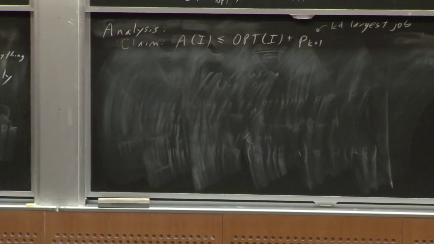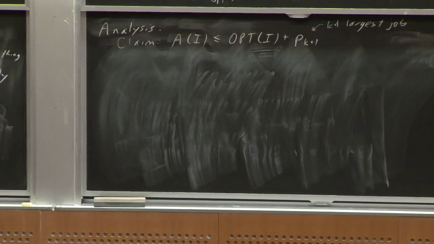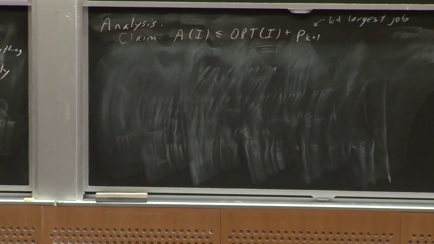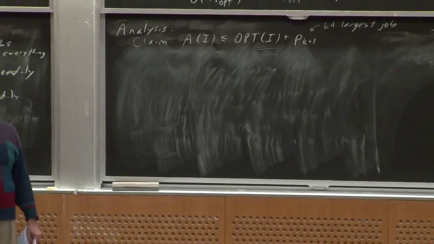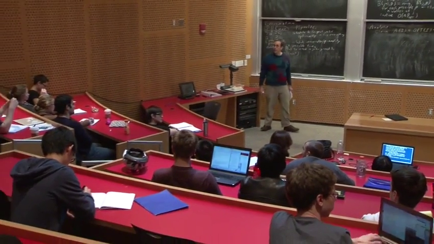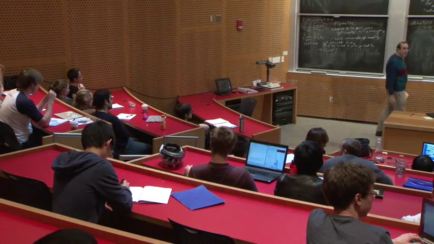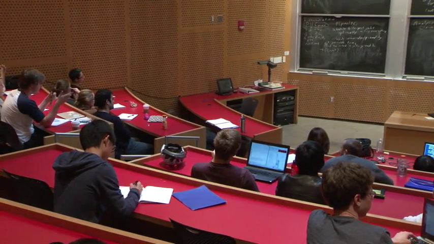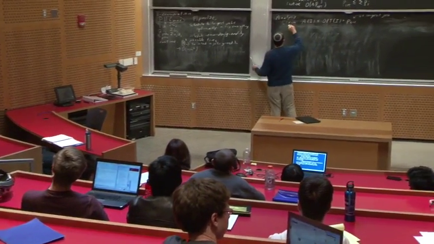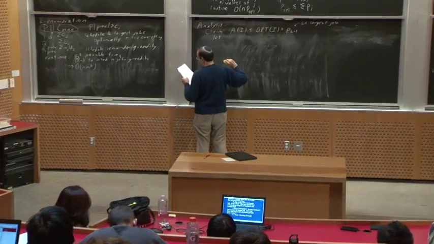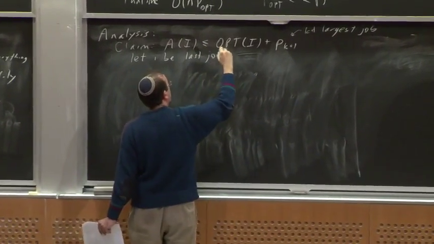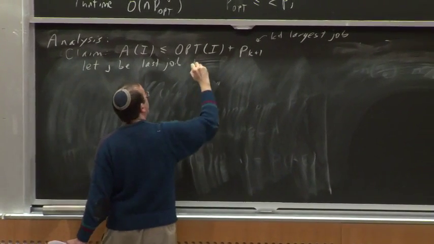Okay. Why is that? Who can explain how I just tweak the analysis of Graham's rule to state this? Yeah? Well, because Graham's rule sets the largest job because you're scheduling all the jobs, and now you know the largest job that you're scheduled greedily is the k plus first largest job. Good. So again, running through Graham's rule, let's just let j be the last job to finish.